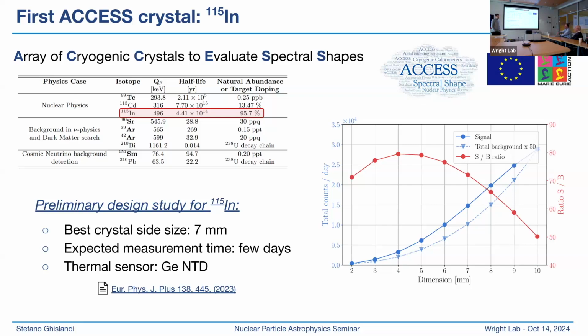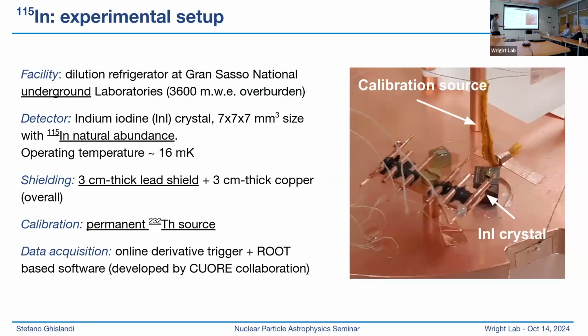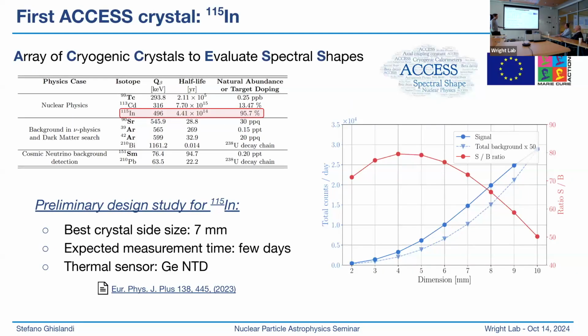And what's the size of the crystals? You said it was like 7 millimeters. The indium one is 7 millimeters. Yeah. So that was just optimized for the signal to background ratio and the total absolute signal, because we didn't want to take data for too long. Otherwise, we would have gone for a larger dimension.